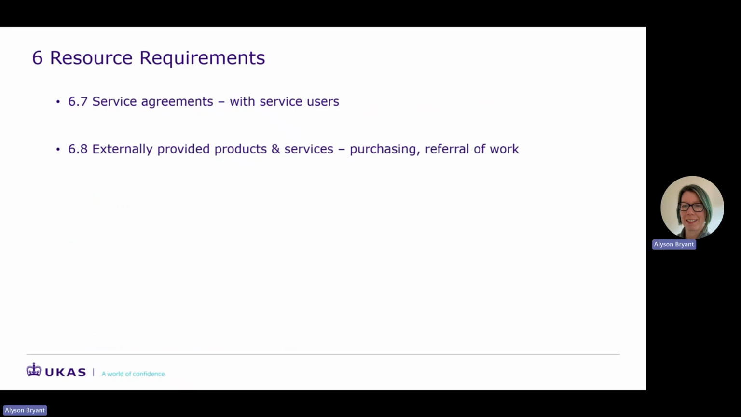Section 6 also includes requirements relating to service agreements and externally provided products and services. Under service agreements, this would be making sure that both the laboratory and its users are clear regarding responsibilities, who does what, where, and when in the pathway. And externally provided products and services relates to procurement of equipment or calibration testing services or selection of referral services and all sorts of other external products and services. Does the laboratory have appropriate processes in place, and does it have appropriate selection criteria and monitoring?